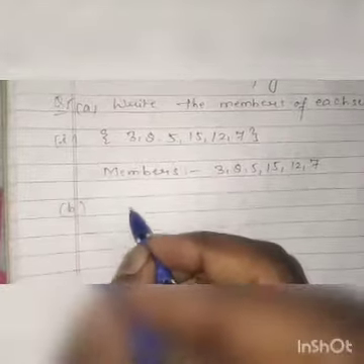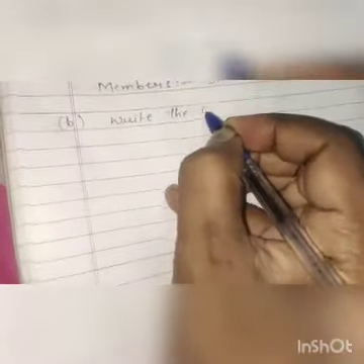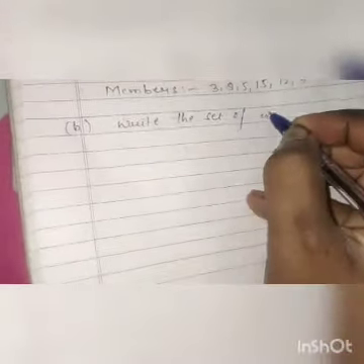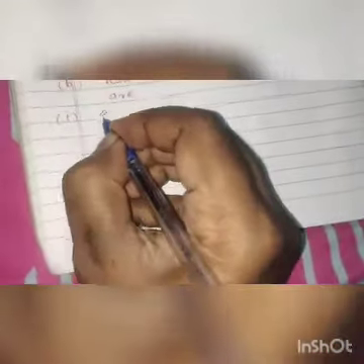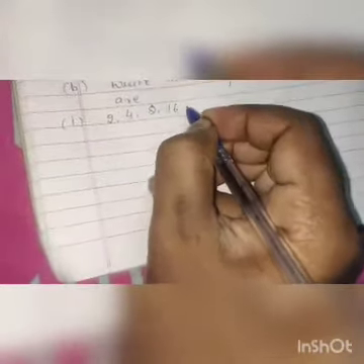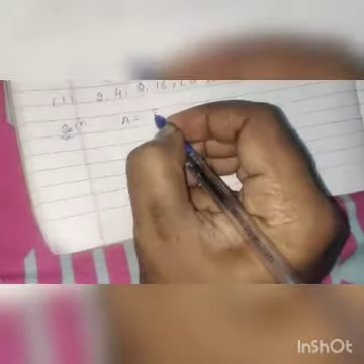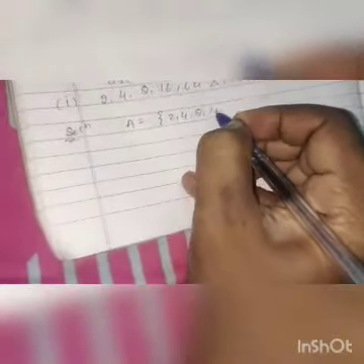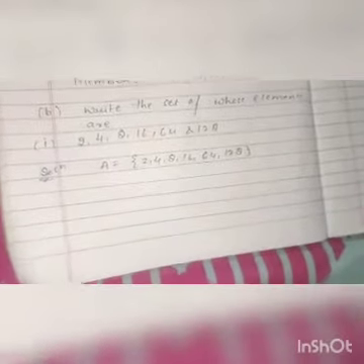Question 5 contains two parts. Now part B is: write the set whose elements are 2, 4, 8, 16, 64 and 128. So you have to write this in a set. Suppose the set is A: 2, 4, 8, 16, 64, 128. We have arranged the elements in a set, so this is the answer.